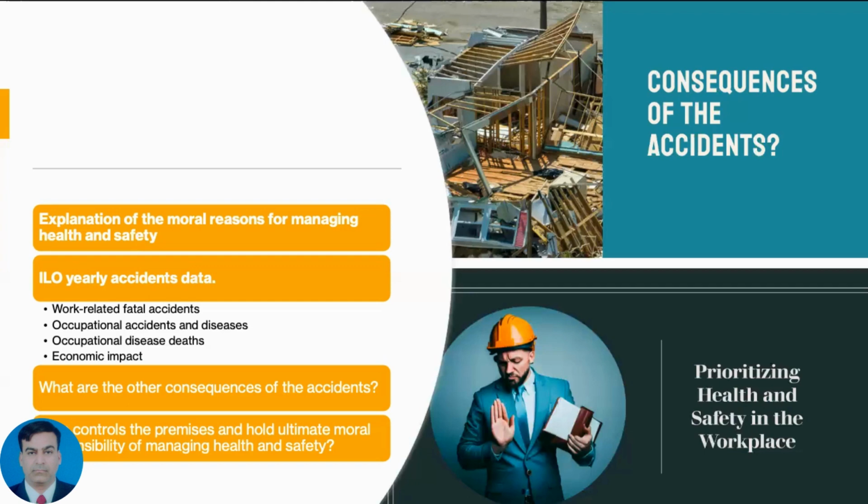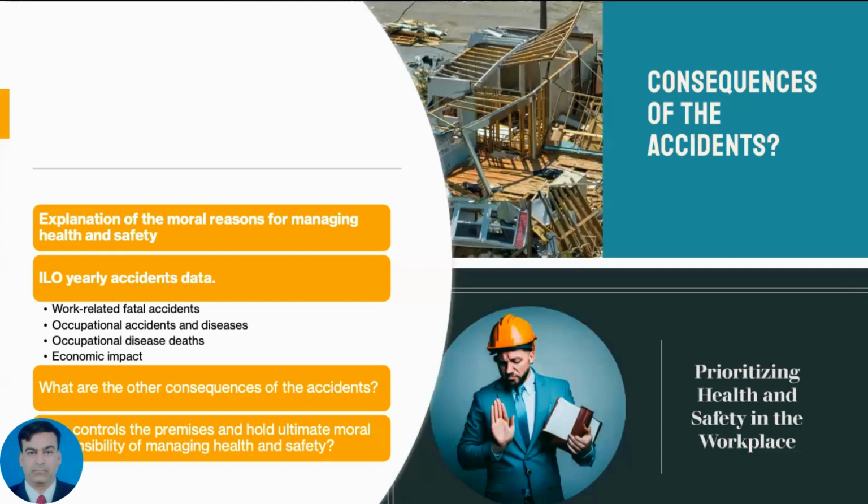Out of the 2.75 million people who die annually from occupational accidents and diseases, around 2.4 million deaths are attributable to occupational diseases. Economic impact. The cost of injury, death, absence, and other related factors amounts to approximately 4% of the world's gross domestic product, GDP, each year.